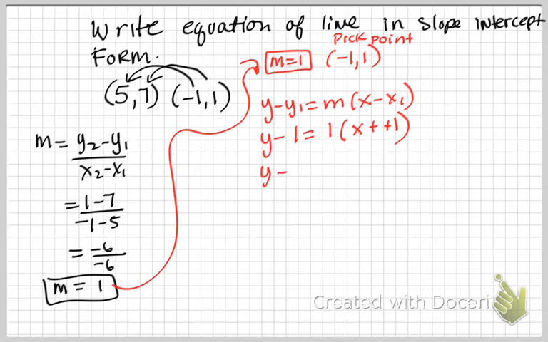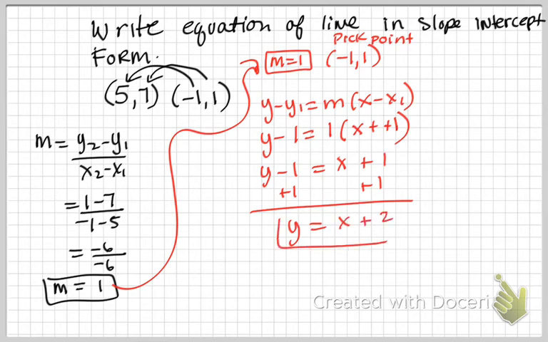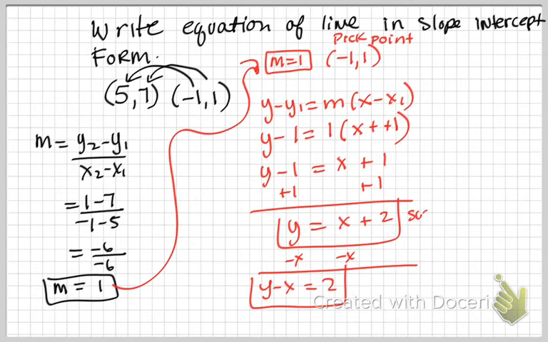Okay, I'm going to distribute. I get y minus 1 equals x plus 1. I'm adding 1 to both sides, and we end up with y equals x plus 2. If it says go to standard form, what would I do? Go, Ethan. You would subtract x from both sides. y minus x equals 2. Does it matter that I didn't put it negative x plus y?